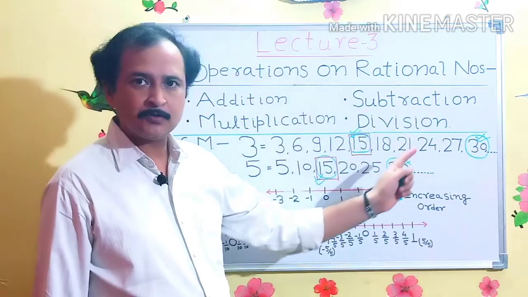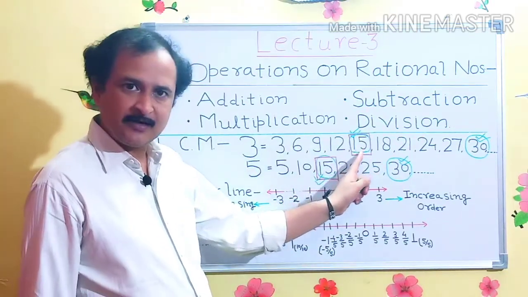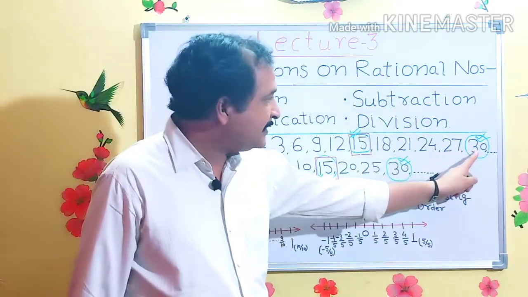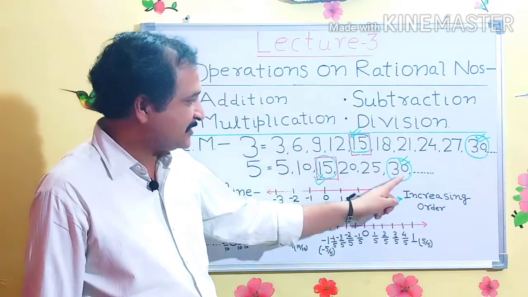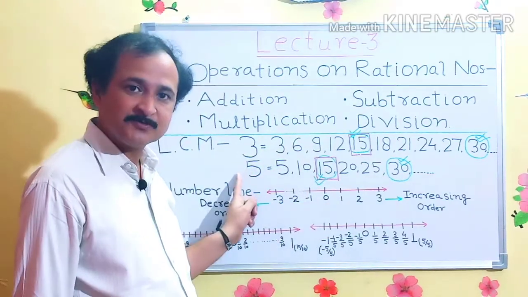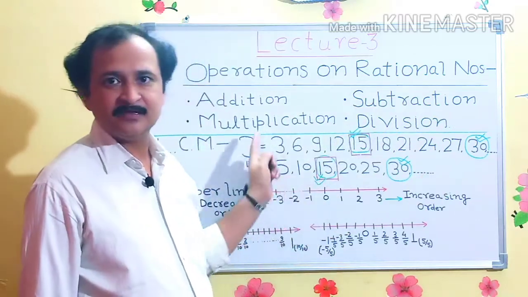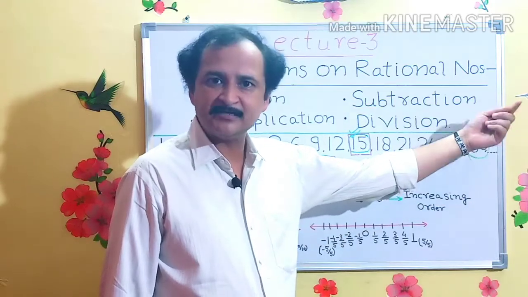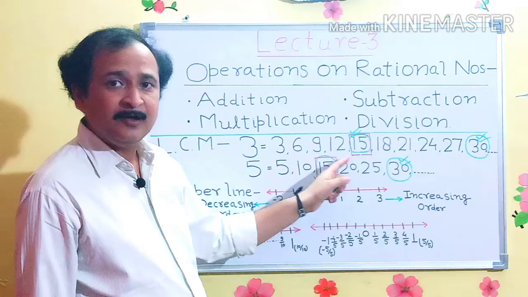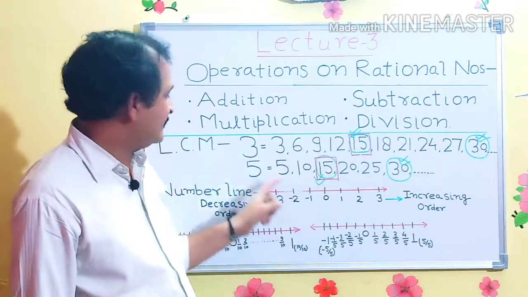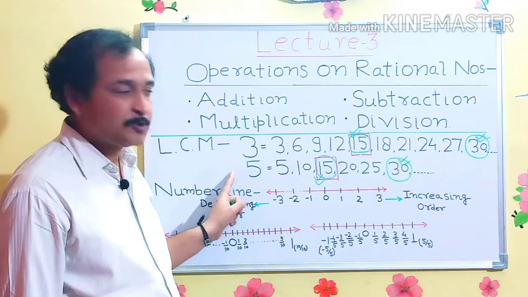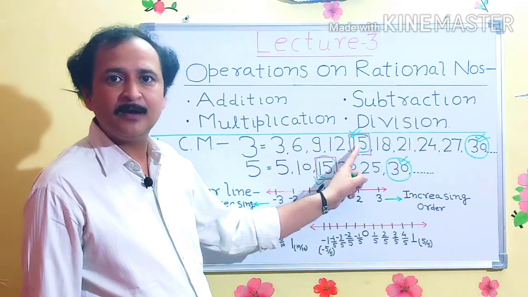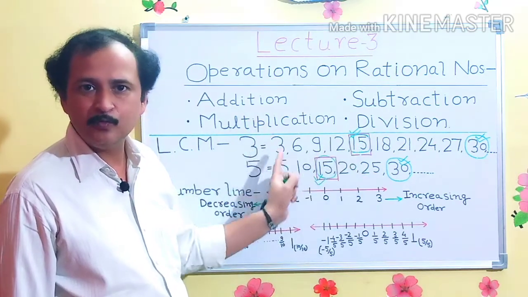Take a look at the multiples of these 2 numbers. 15 is a multiple of 3 as well as a multiple of 5. Similarly, 30 is a multiple of 3 as well as a multiple of 5. In these common multiples, 15, 30, 45, 60 etc., 15 is the lowest common multiple of 3 and 5. So for numbers 3 and 5, 15 is the lowest common multiple, or LCM, of these 2 numbers.